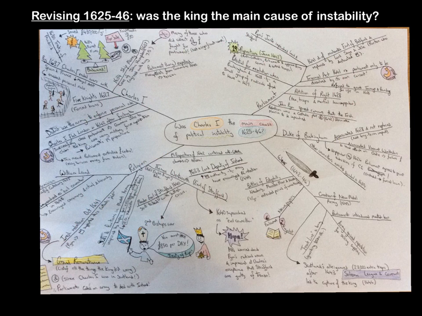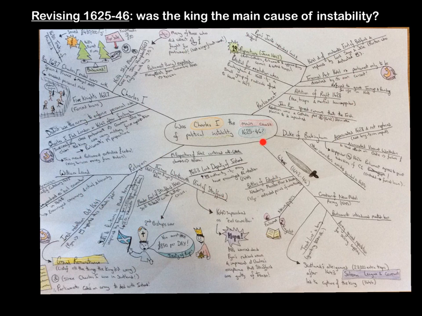In this way, it can clearly be seen that religion is also a greater cause of political instability 1625 to 46 than Charles I, since it was a more underlying issue and one which kept triggering other tensions to re-arise, whereas Charles I was actually dealing relatively well with the threats as they arose.